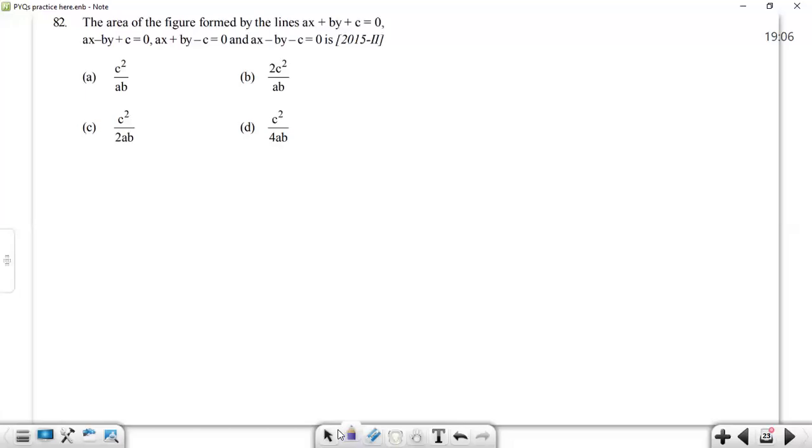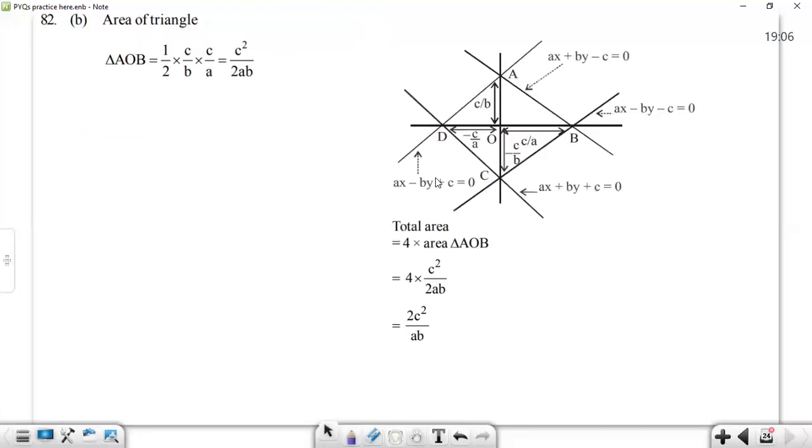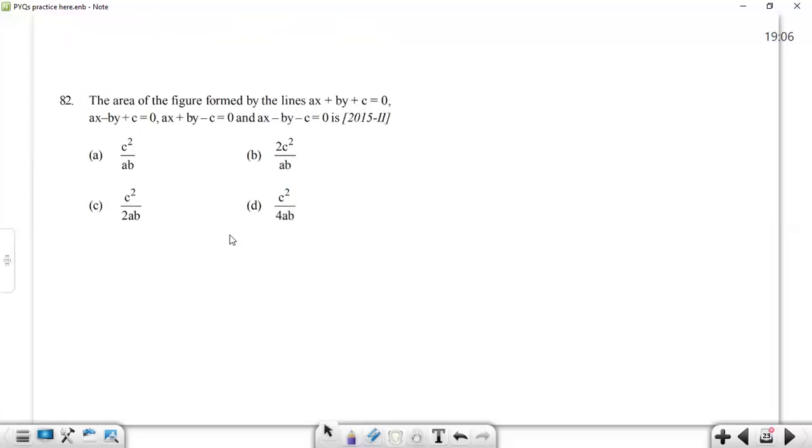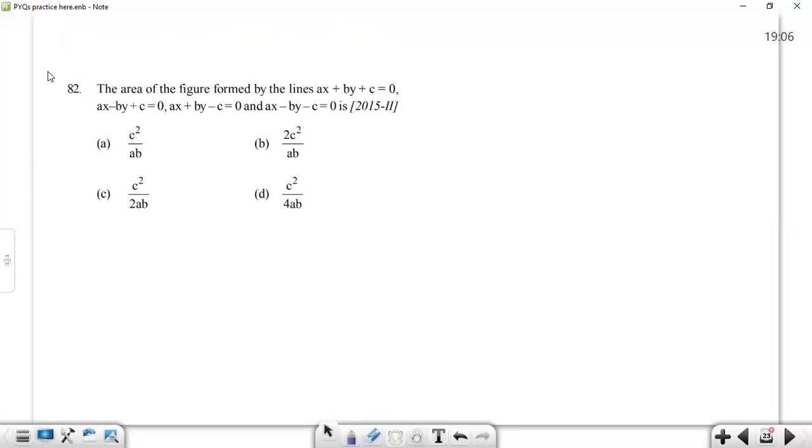Let's move on to the next question. This is the last question, I guess. This is a very simple question. I can also give this as your homework. What you have to do is simply draw the graph wisely. These are all straight lines because they have degree 1. This is also a straight line, this is also a straight line. So just draw these straight lines carefully.